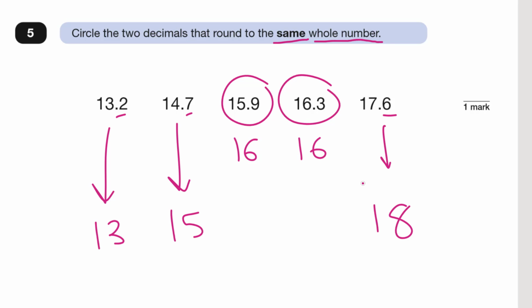So for example, even though 13 and 14 are close together, I can see it's a low 13 number and it's a high 14 number. So that's why I didn't choose those two. But for accuracy, if you're not able to eliminate them, just have a go at doing all of them and then you'll find the two that have the same whole number.